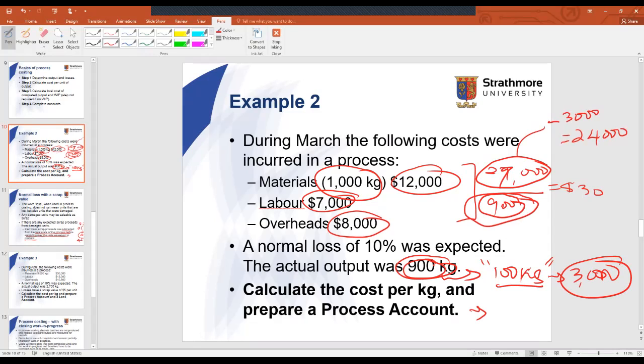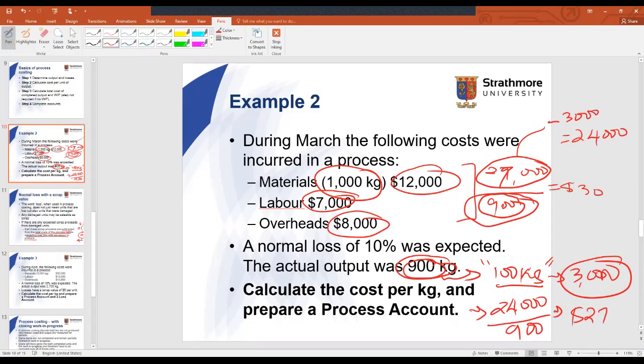Therefore, the cost per item would be 24,000 divided by the 900 kg. I'm almost sure it gives us, I think, $27, for example. So that's what we are holding by.